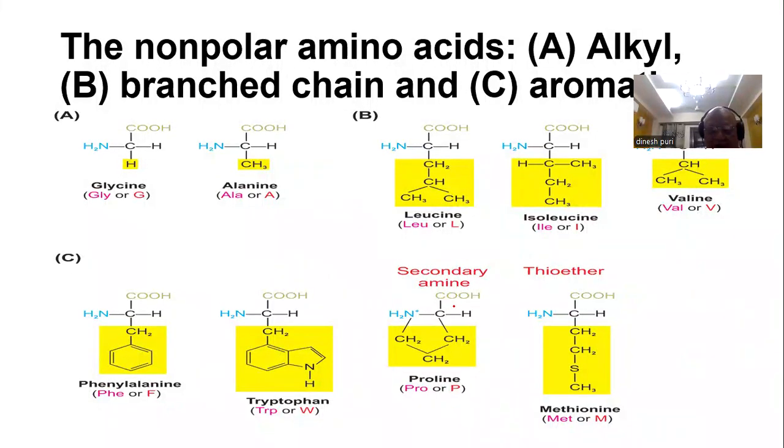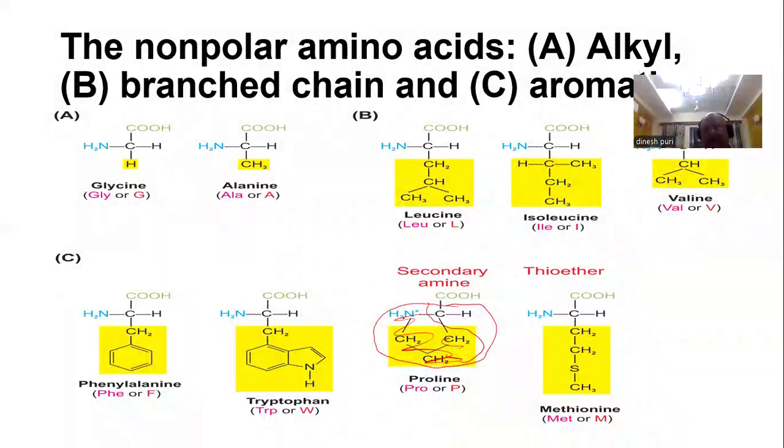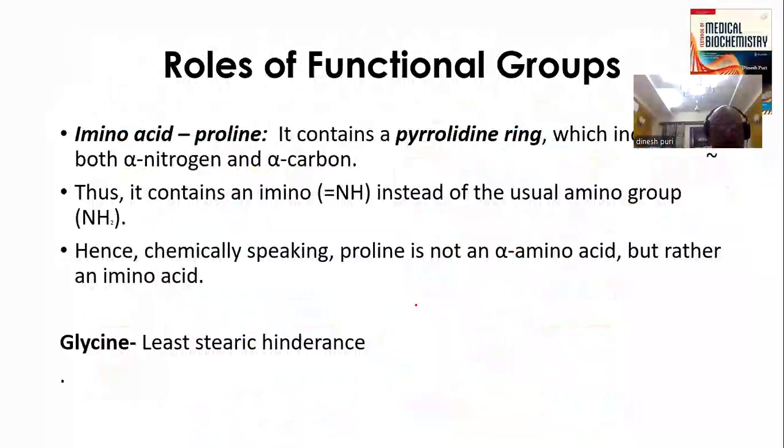Now we come to the next one, proline. You can see here proline. It has a distinctive feature. The R group is cyclic in nature, and it includes the amino group also. So therefore proline is sometimes called an imino acid. It contains a pyrrolidine ring structure.